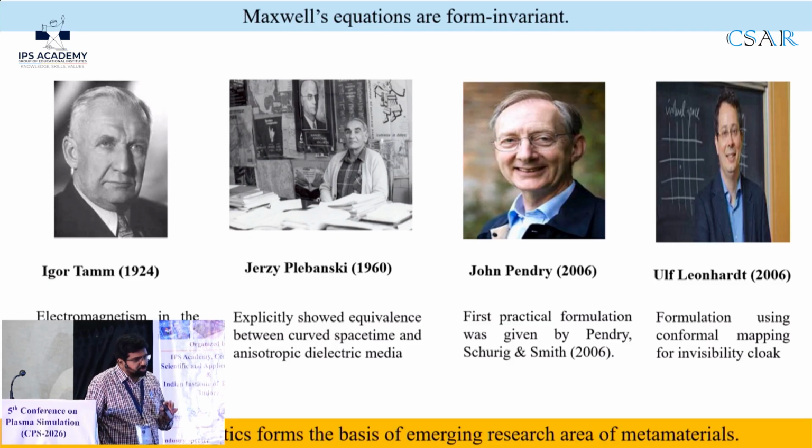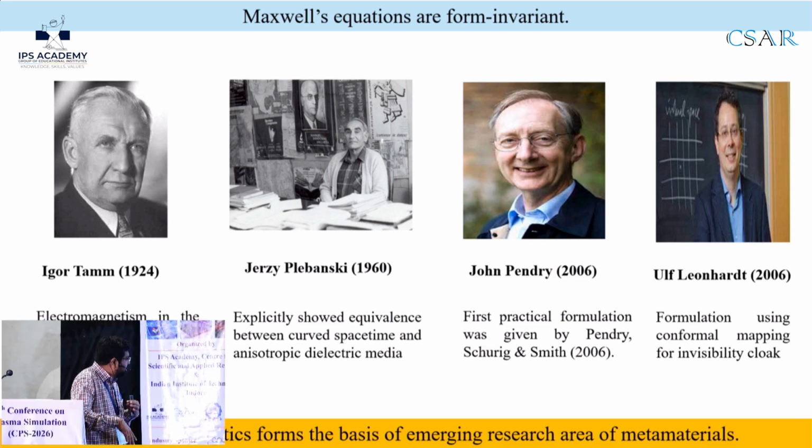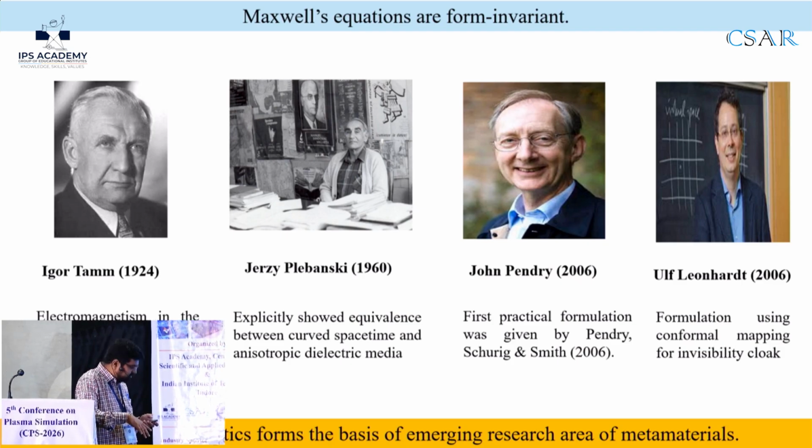So transformation optics is fairly, I mean, although it has picked up in the last few decades, the essential idea is quite old. The first idea that electromagnetism on a curved space can be mapped on a dielectric medium was given by Igor Tamm in 1924, just about the time after general relativity was developed. Then the explicit equivalence between curved spacetime and anisotropic medium, the proof was given by Plebansky in the 1960s.